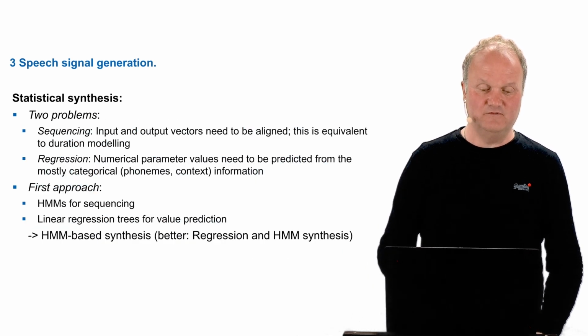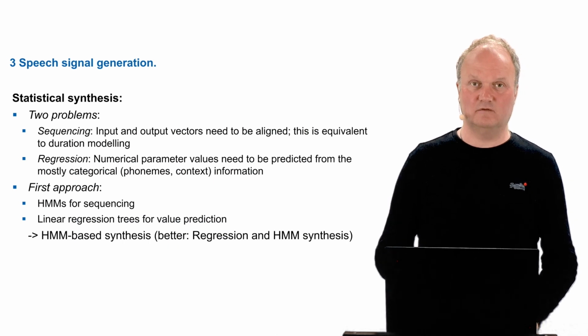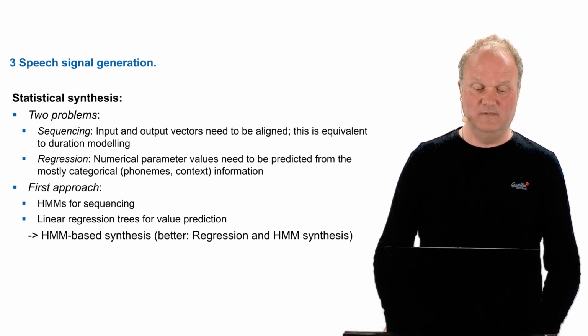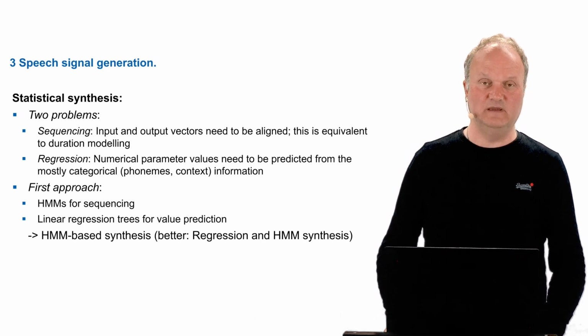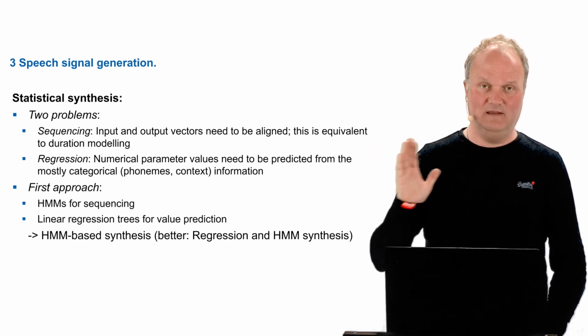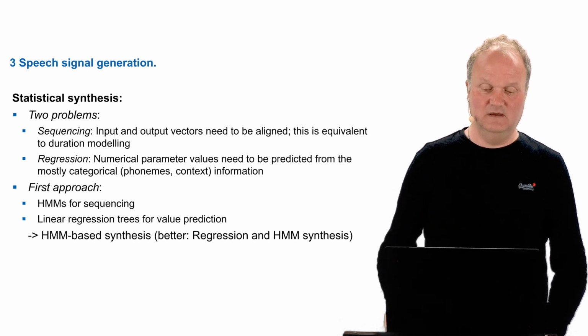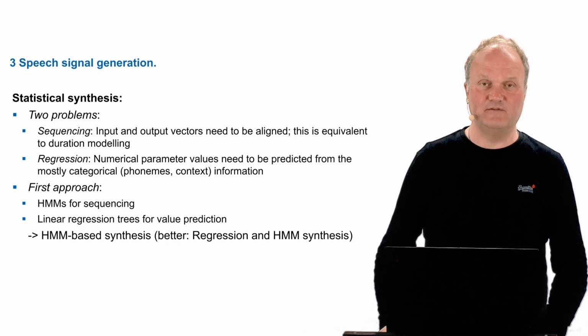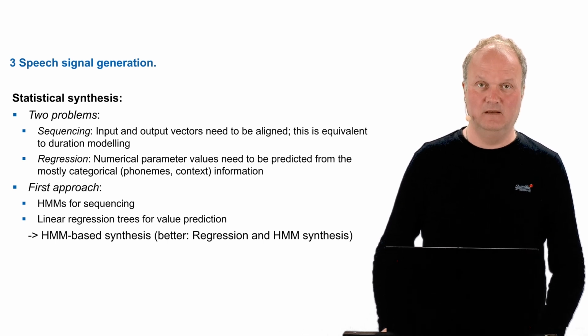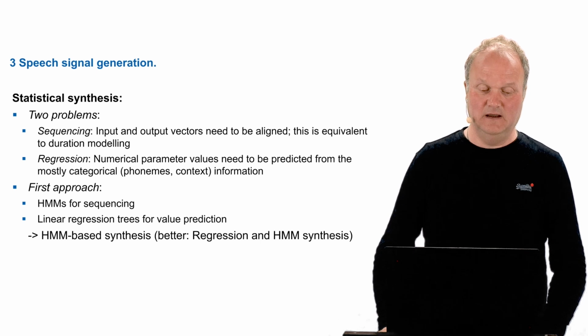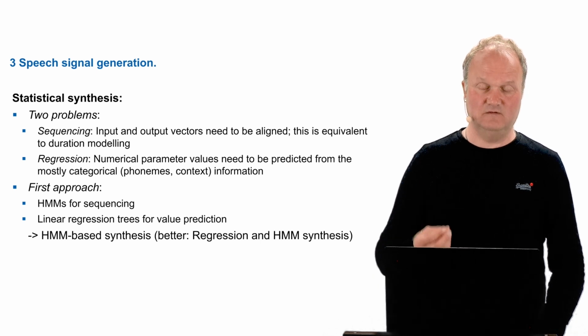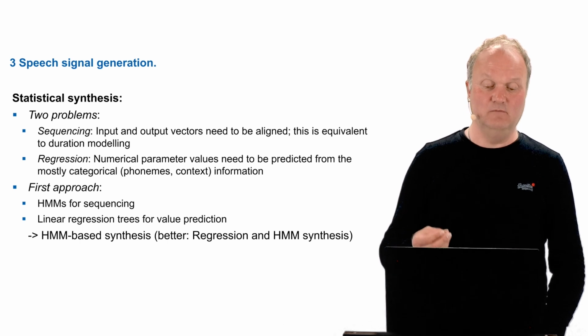Now, from this input vector, we have to resolve two problems. The first is a sequencing problem, because the input and the output vectors need to be aligned. The output needs to be produced at the pace of the signal, so in a fixed frame rate. This is also equivalent to duration modeling. The second problem is that for each of the input vectors, we need to determine numerical parameter values in order to realize, to synthesize, to generate the speech signal itself. And these values need to be predicted from the mostly categorical phoneme or context information.